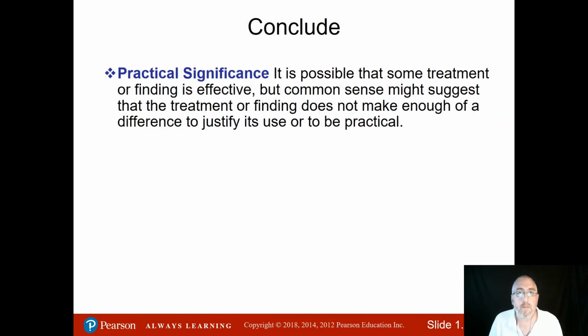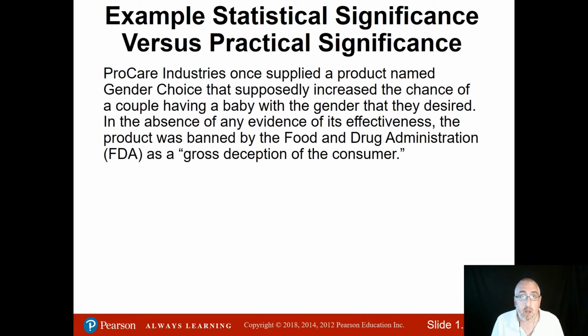So practical significance: it is possible that some treatment or finding is effective, but common sense might suggest that the treatment or finding does not make enough of a difference to justify its use or to be practical. We're going to see a couple more examples of this in a second. So let's jump into them.